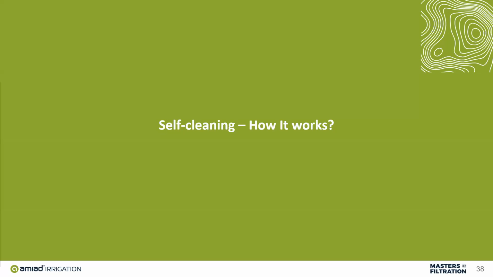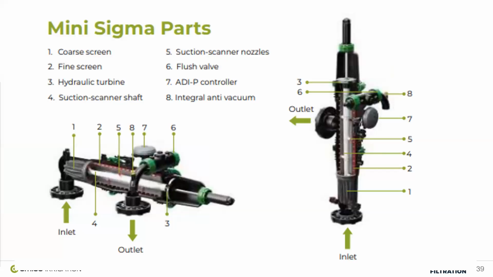So we're going to talk about self-cleaning and how that works. And I have this sample here of the Mini Sigma, just so we can walk through the parts and functionality of it. We're going to start on the bottom left, and then we're going to go through 1 through 6 and talk a little bit about 7.